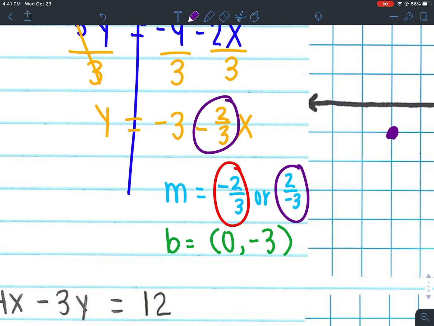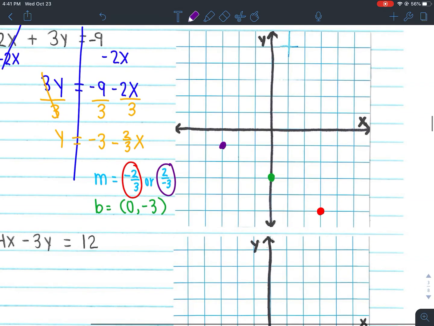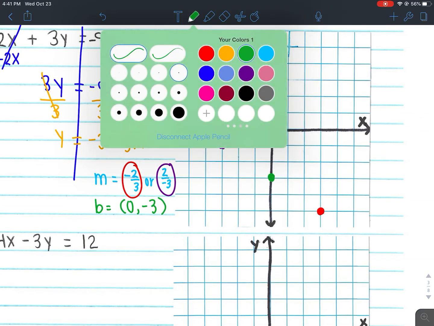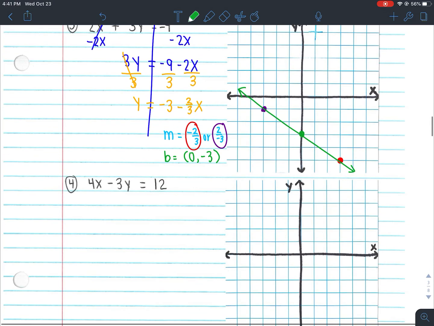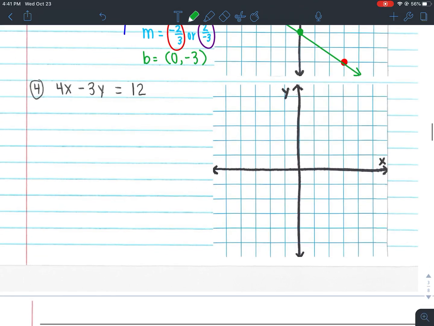Now it makes sense that my line is in the negative direction because my slope was negative, right? This slope is negative, so I should have a negative line. So that's one way you can check yourself to make sure you're doing this correctly. And all your points should be in a line, and if they aren't, then you probably graphed it incorrectly.